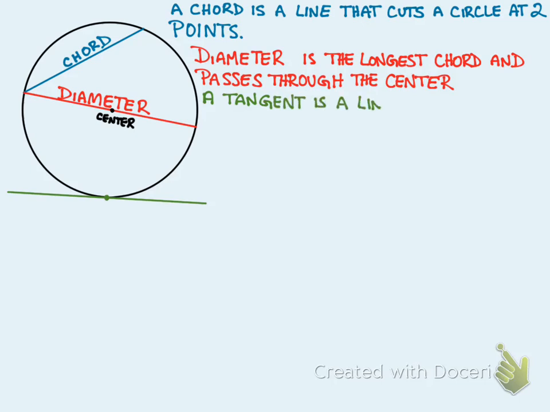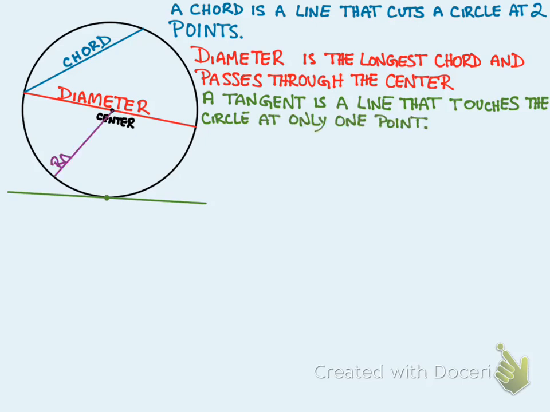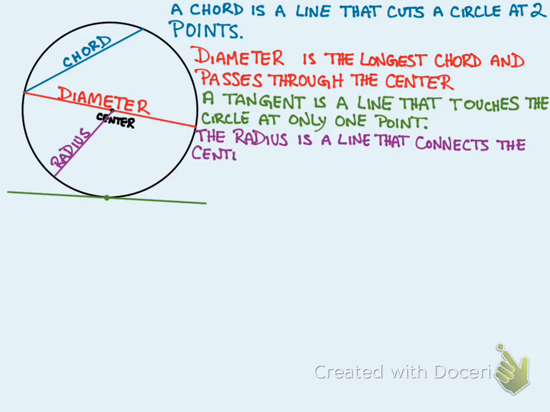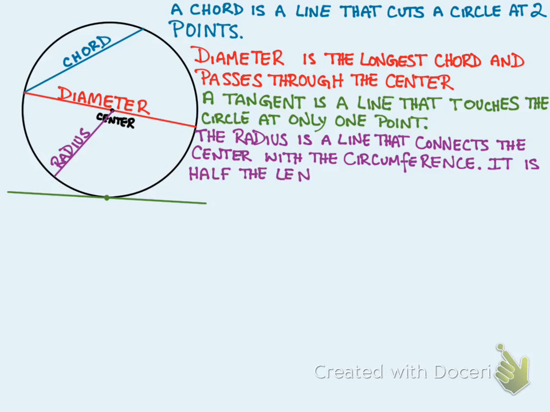A tangent is a line that touches the circle only at 1 point. The radius. This is a line that connects the center of the circle to the edge of the circle, or to the circumference of the circle. It is exactly half the length of the diameter. So diameter is equal to twice the radius.